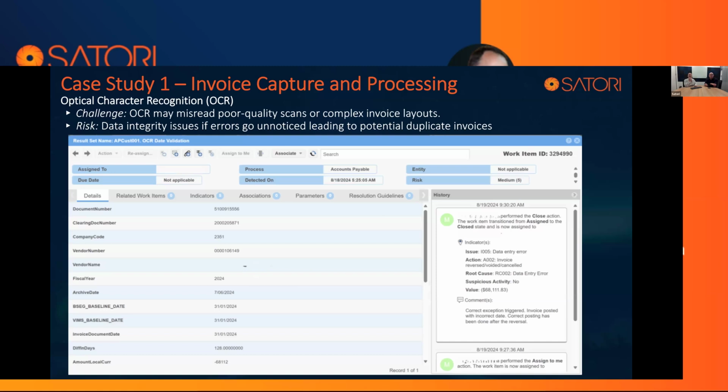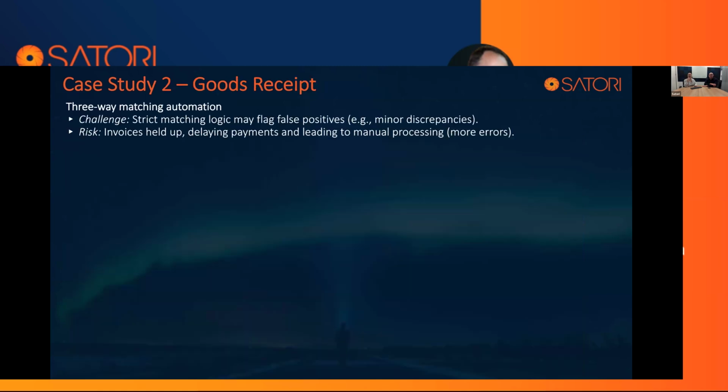Another example we look at would be OCR date validation. Dates are more structured, obviously, and it's much easier for the OCR tool to pick them up correctly. However, when the invoice layout changes, sometimes it picks up the wrong date. That's the case on the screen, where the invoice was posted with the incorrect date and then it was corrected by the team. So those are typical examples around optical character recognition tools and the challenges.